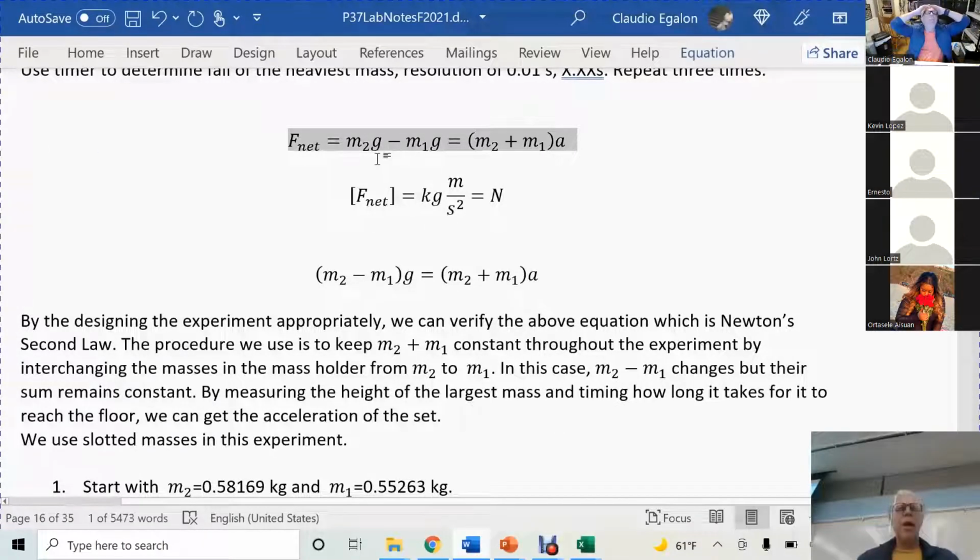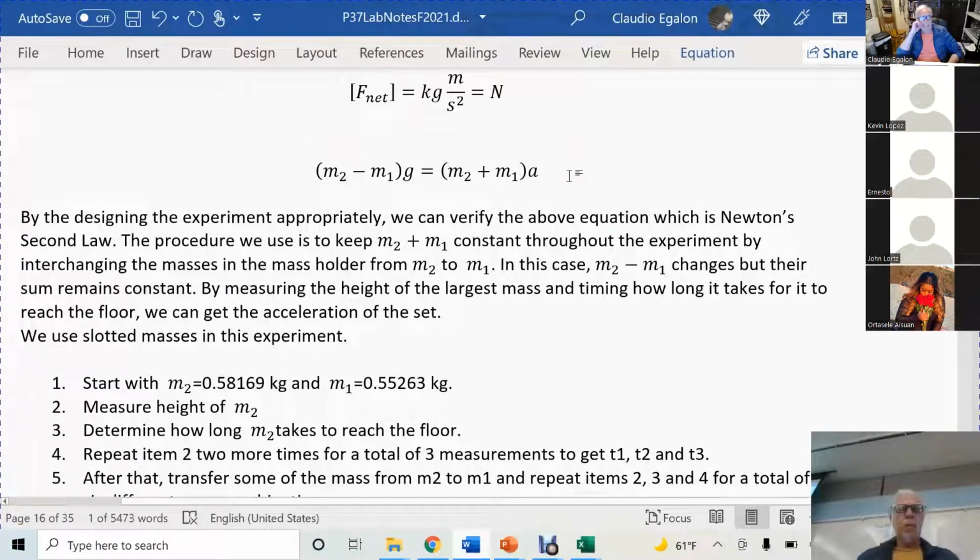Net force is going to be weight of 2 minus the weight of 1. Net mass is going to be mass of 1 plus mass of 2, times the acceleration of gravity. Not the acceleration of gravity, the acceleration of the system. The acceleration of gravity goes only in the left side of the equation. Here's the net force. Here's mass m times a. Okay.